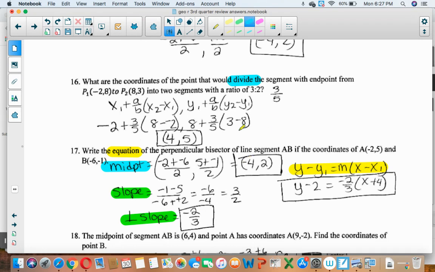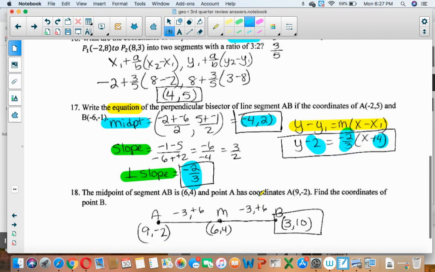So again, I'm using the midpoint, which is right here, and I'm using my slope, which is right here, and that's what I'm plugging in. So this is my midpoint, my x1 and my y1, and this is my slope. So those three things were plugged in, and that's your answer. You do not need to simplify it unless it was like multiple choice and it was simplified in the choices for you.